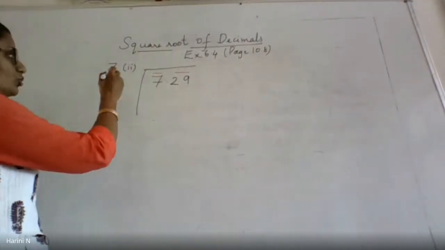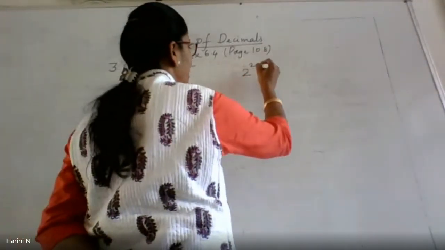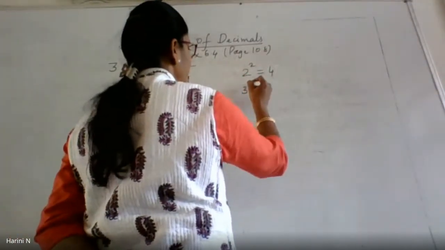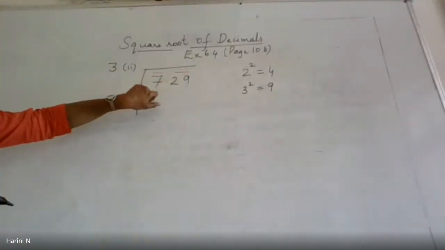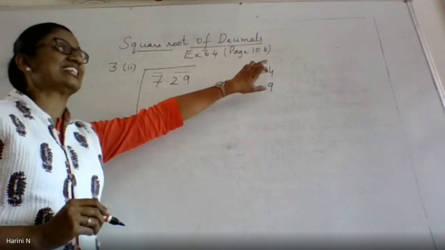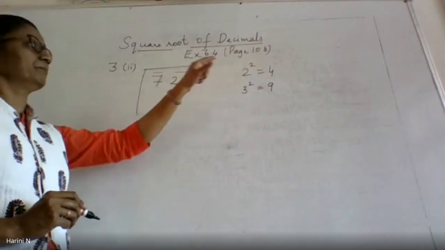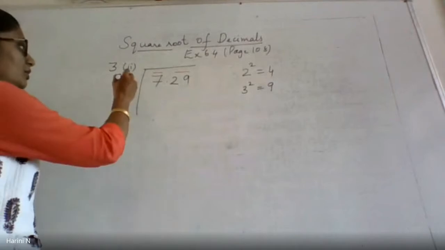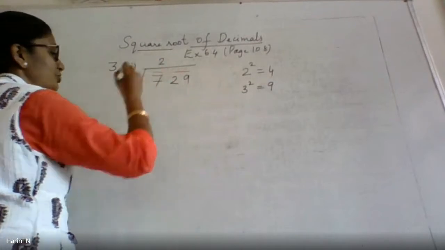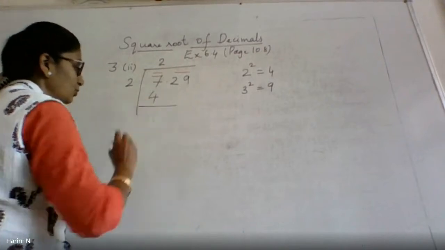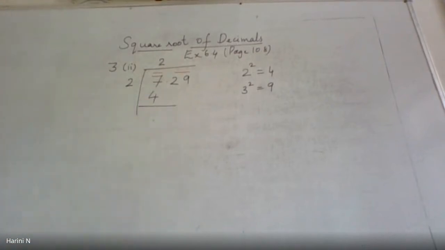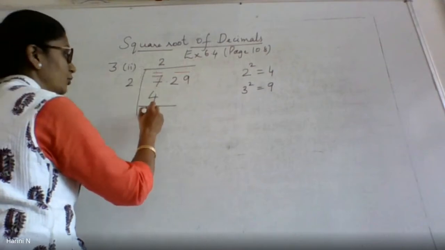2 square is going to be 4, whereas 3 square is 9. I don't have 9 with me, I have only 7. So I have to take a square which is less than the given number. That will be 2 square, which is 4. So my divisor and the quotient will be 2 and 2. 2 2s are 4. Then I need to subtract. When I subtract, I get 7 minus 4 as 3.